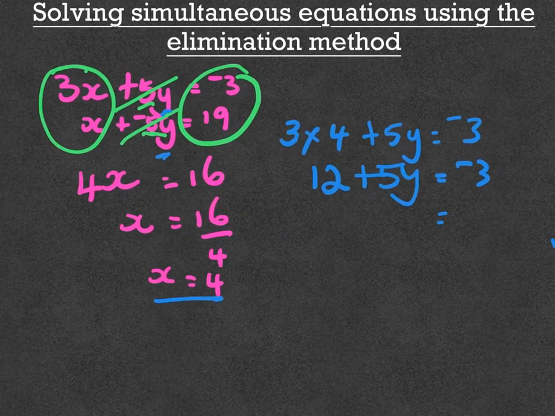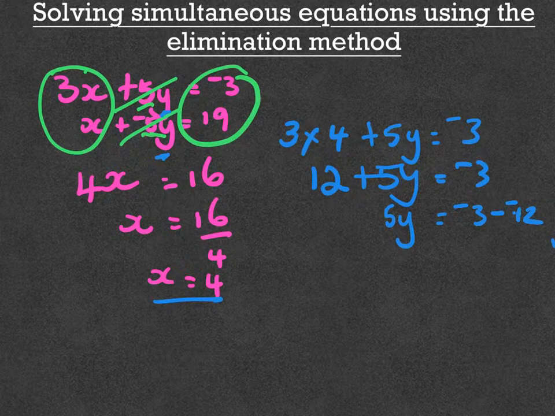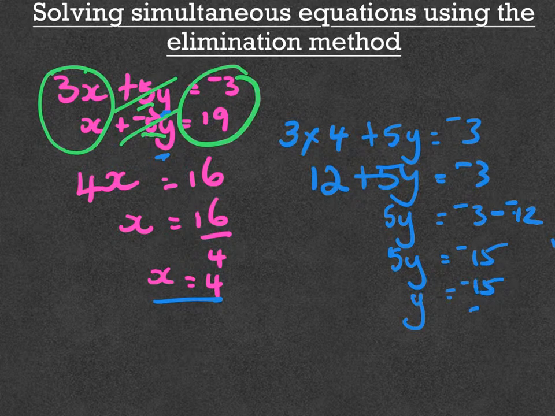What we can do here is to cancel out the 12, we take it away on the other side. So this would be 5y equals negative 3 take 12. Okay, so therefore 5y equals negative 15. So y equals negative 15 divided by 5, y equals negative 3.